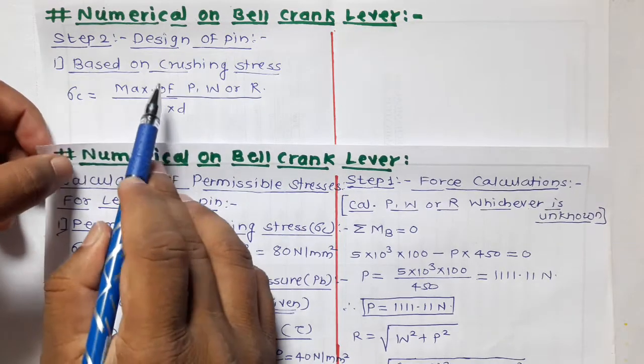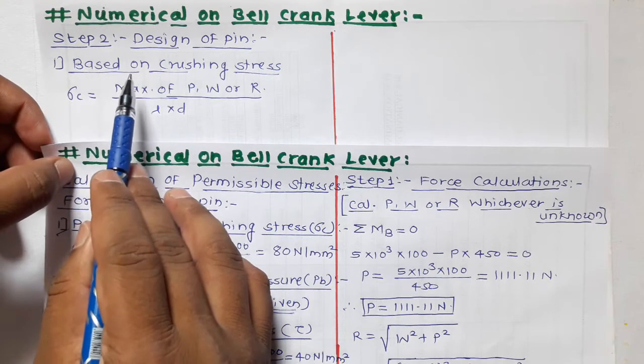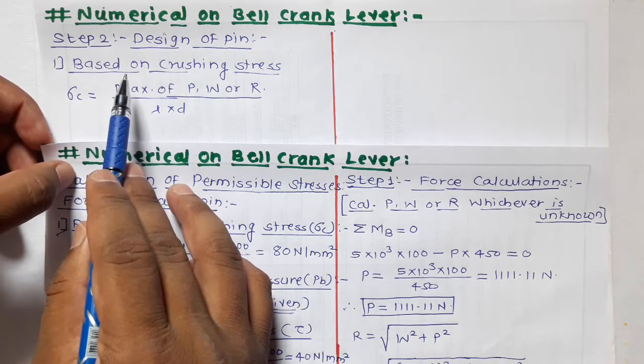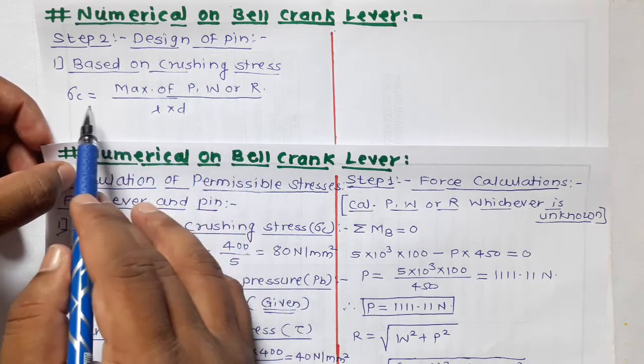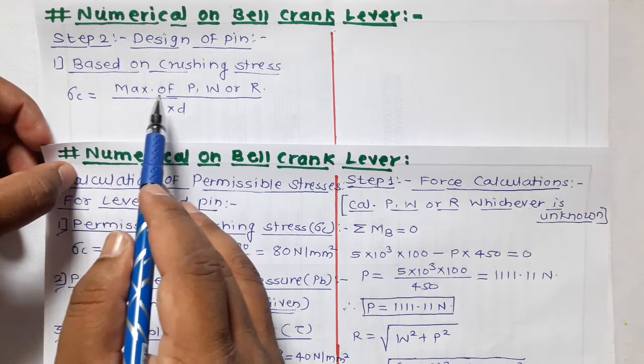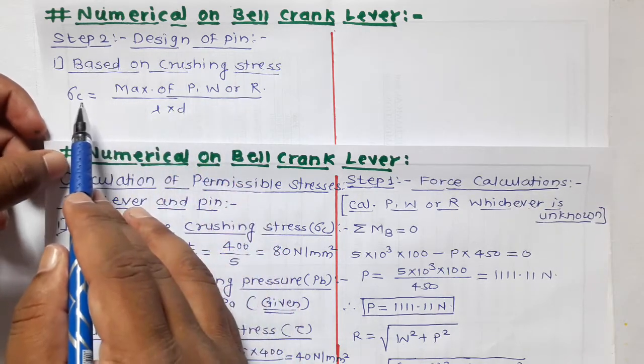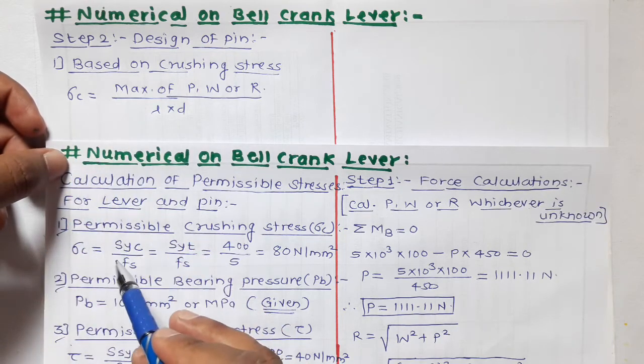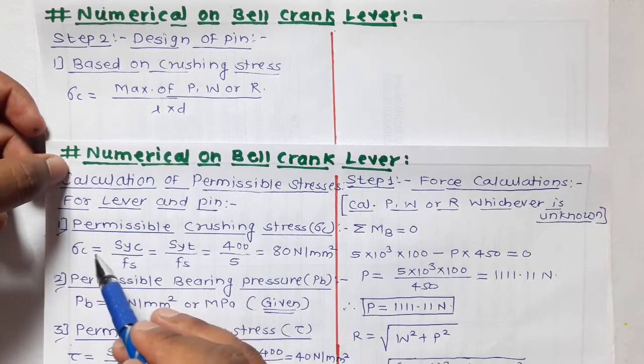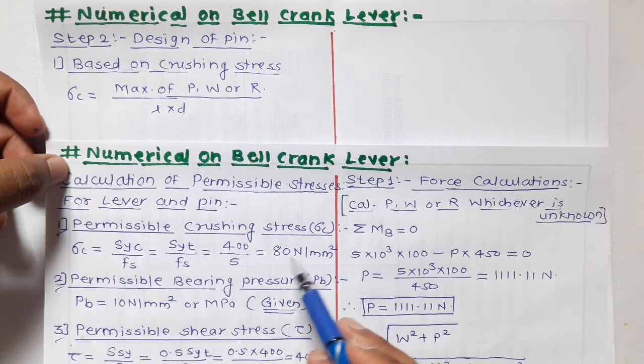Now this is the formula and this is the substep number 1. That is, in this substep number 1 we have to find out the diameter of pin based on crushing stress. Formula is sigma c is equal to maximum of P, W or R upon L into D. Now the value of permissible crushing stress sigma c we have calculated in the given data. So sigma c is 80 Newton per mm square.